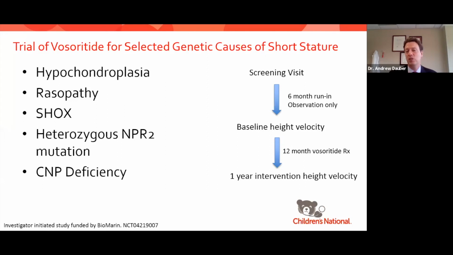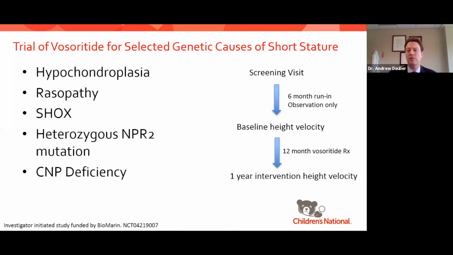And then, of course, patients who are missing one copy or have a defective copy of the NPR2 gene, and then those who don't produce CNP, which is a very rare disorder. So we're currently doing a phase 2 study of Vosoritide in prepubertal patients who live in the United States with any of these 5 disorders.